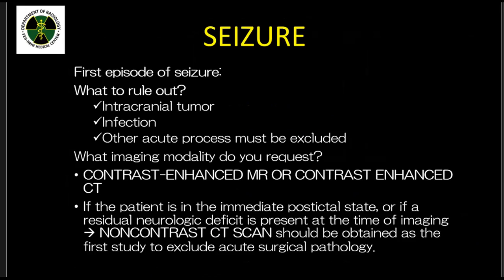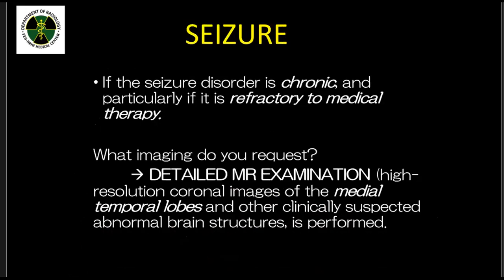If the patient is in the immediate post-ictal state, so residual neurologic deficit is present at the time of imaging, a non-contrast CT scan should be obtained as the first study to exclude acute surgical pathology. Next, if the seizure disorder is chronic, we request a detailed MR examination. So there's a high resolution coronal image of the medial temporal lobes and other clinically suspected abnormal brain structures that are performed.